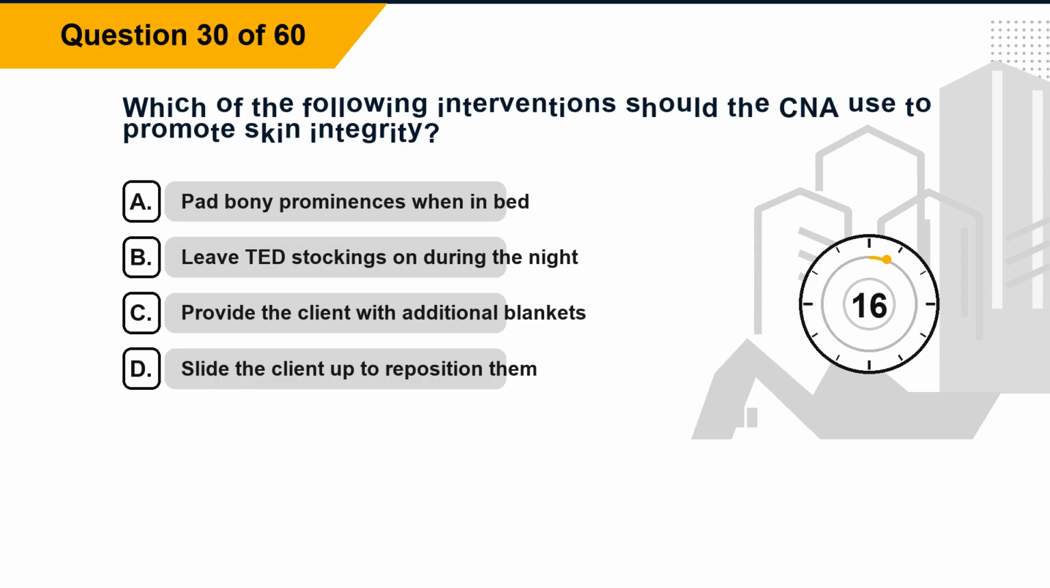Question 30. Which of the following interventions should the CNA use to promote skin integrity? Option A. Pad bony prominences when in bed. Option B. Leave TED stockings on during the night. Option C. Provide the client with additional blankets. Option D. Slide the client up to reposition them.